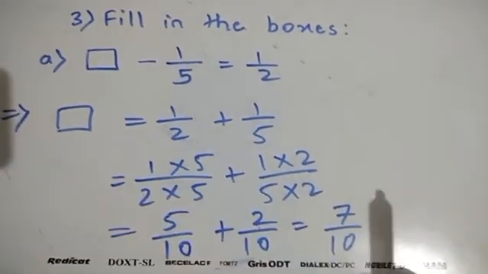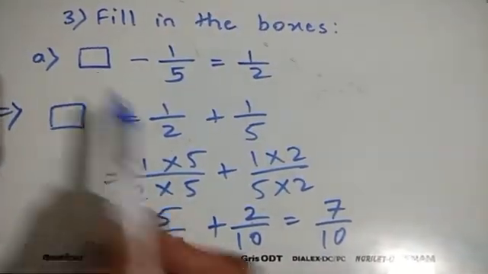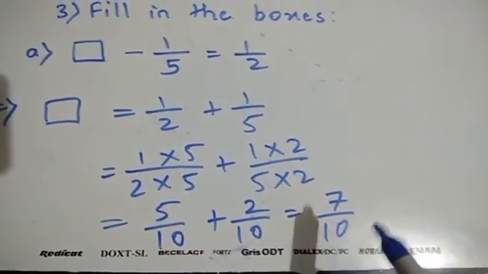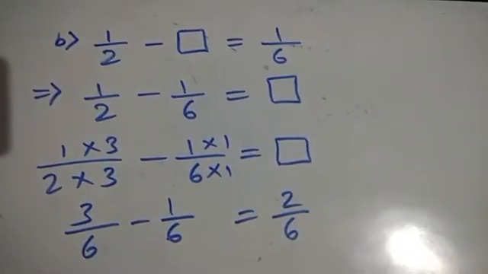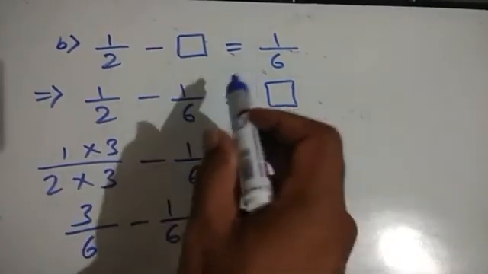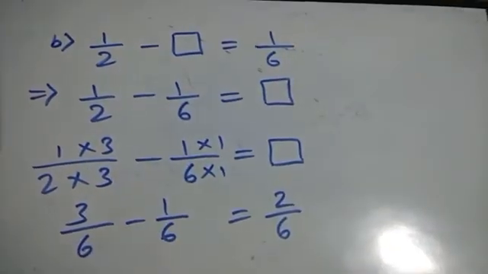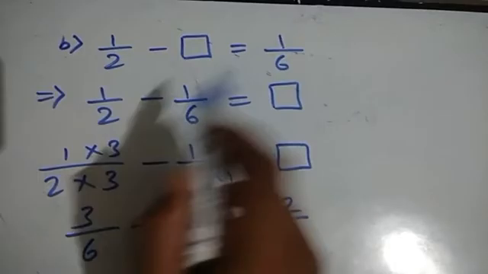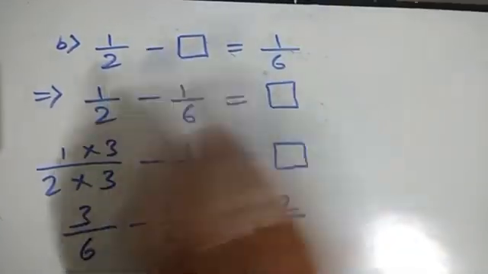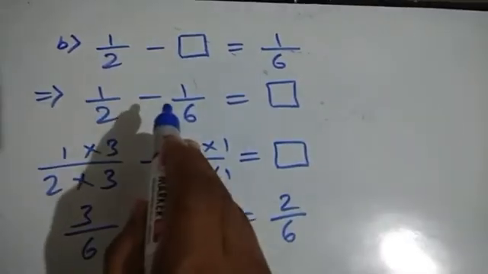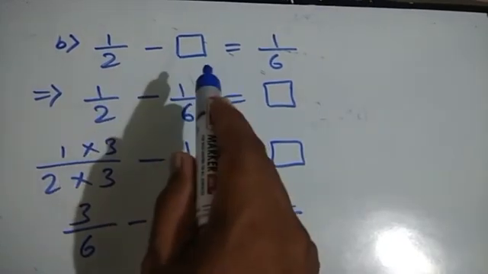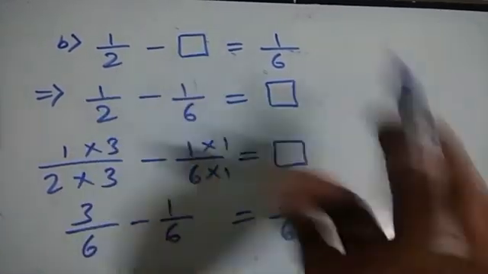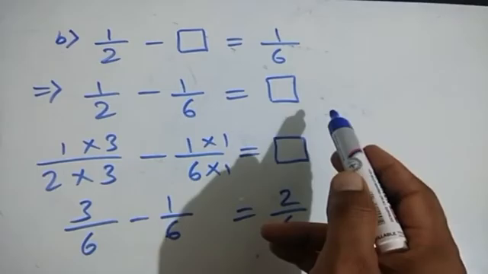So here in this blank place, which number will come? 7 upon 10. See one more question. 1 upon 2 minus dash is equal to 1 upon 6. Here also I am going to use the transposing method. So this minus 1 upon 6 I am going to transfer to this side. So minus 1 upon 6 will become plus 1 upon 6. And this minus box I am going to transfer to that side. So it will become plus box. Okay. So that box will remain as it is, empty.